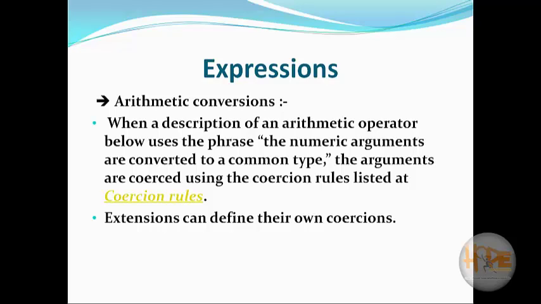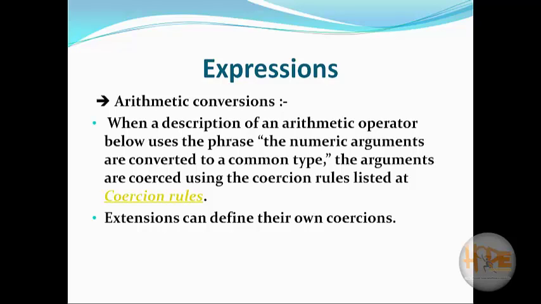The first one is arithmetic conversions. When a description of an arithmetic operator below uses the phrase "the numeric arguments are converted to a common type," the arguments are coerced using the coercion rules listed at coercion rules. Extensions can define their own coercions. If both arguments are standard numeric types, the following coercions are applied.